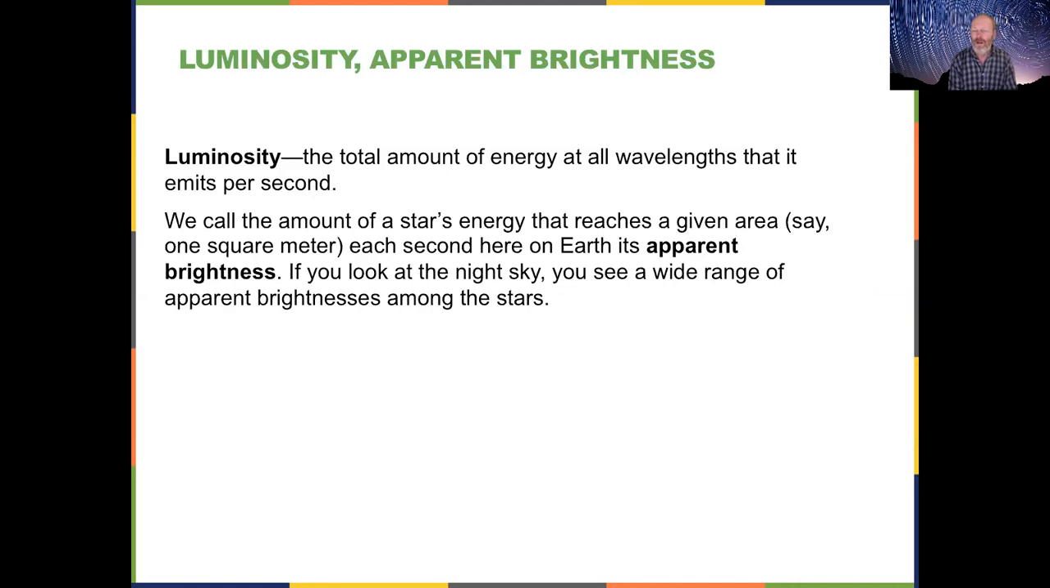When we talk about light coming off of the star, we talk about its luminosity. The luminosity is how much light is coming off of it. However, we also talk about apparent brightness, how bright it looks like it is to us. I can have two light bulbs. One is a 40-watt bulb and one is a 100-watt bulb. That's the luminosity.